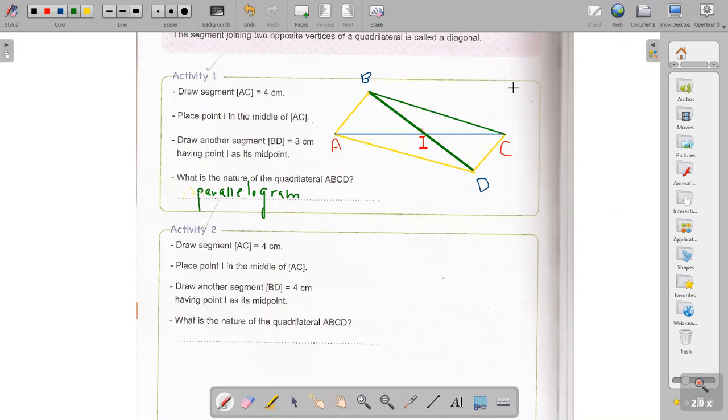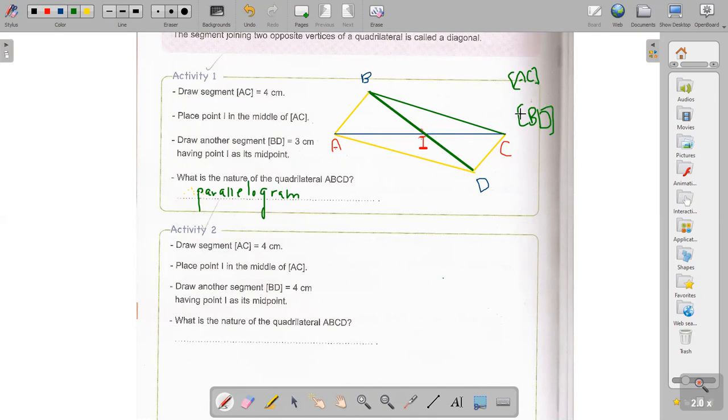So AC is a diagonal, okay? It is a segment, so we have to place these two brackets. BD also is a diagonal, because we joined B and D, which are opposite vertices, together.